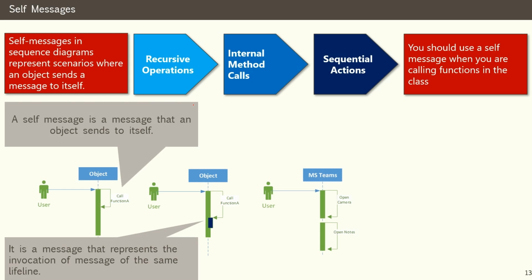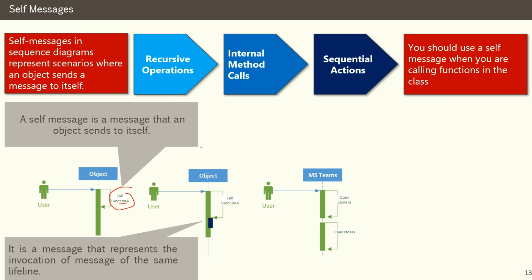Other than that, there is another message called a self message. A self message in the sequence diagram is meant to represent a message pointing to the same object or same lifeline again. It's a kind of loop. It can be a callback function, whatever you are seeing here. It can be used for a recursive function. It may be a recursive call to the same method.